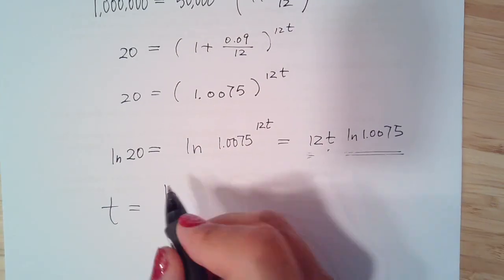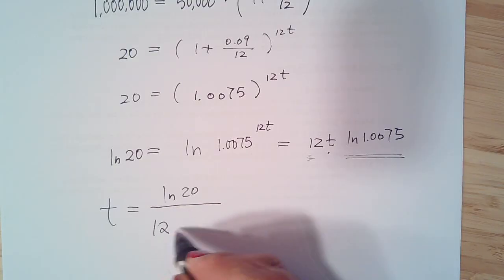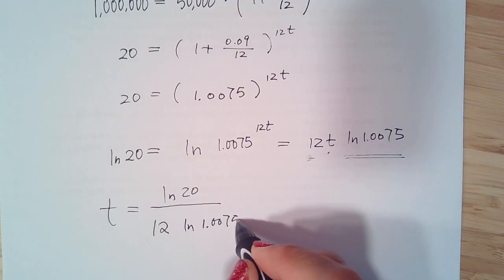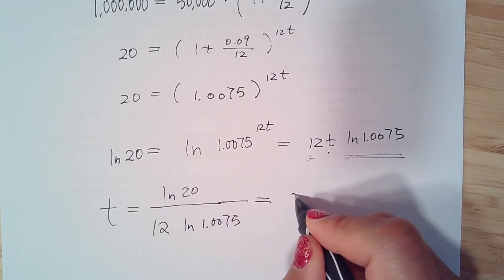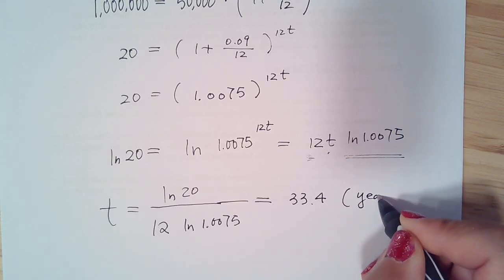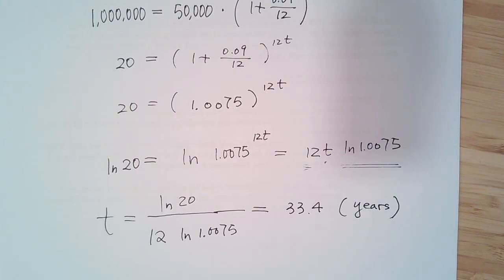Your t is ln 20 divided by 12 ln 1.0075. Okay, if you use a calculator, you're going to get 33.4. That's in years. So after 33.4 years, your $50,000 will increase to $1 million.